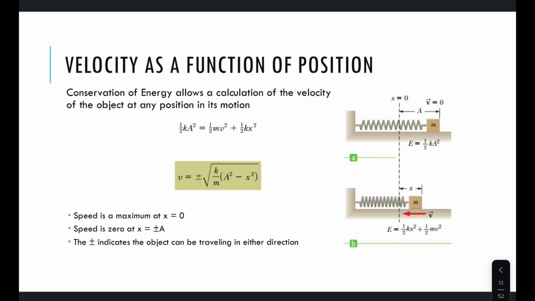Okay, let's take a look at the velocity as a function of position. So now we just observed the x and the a. Now we're going to take a look at the v itself. So let's begin with this diagram. What we have here is a mass spring system.